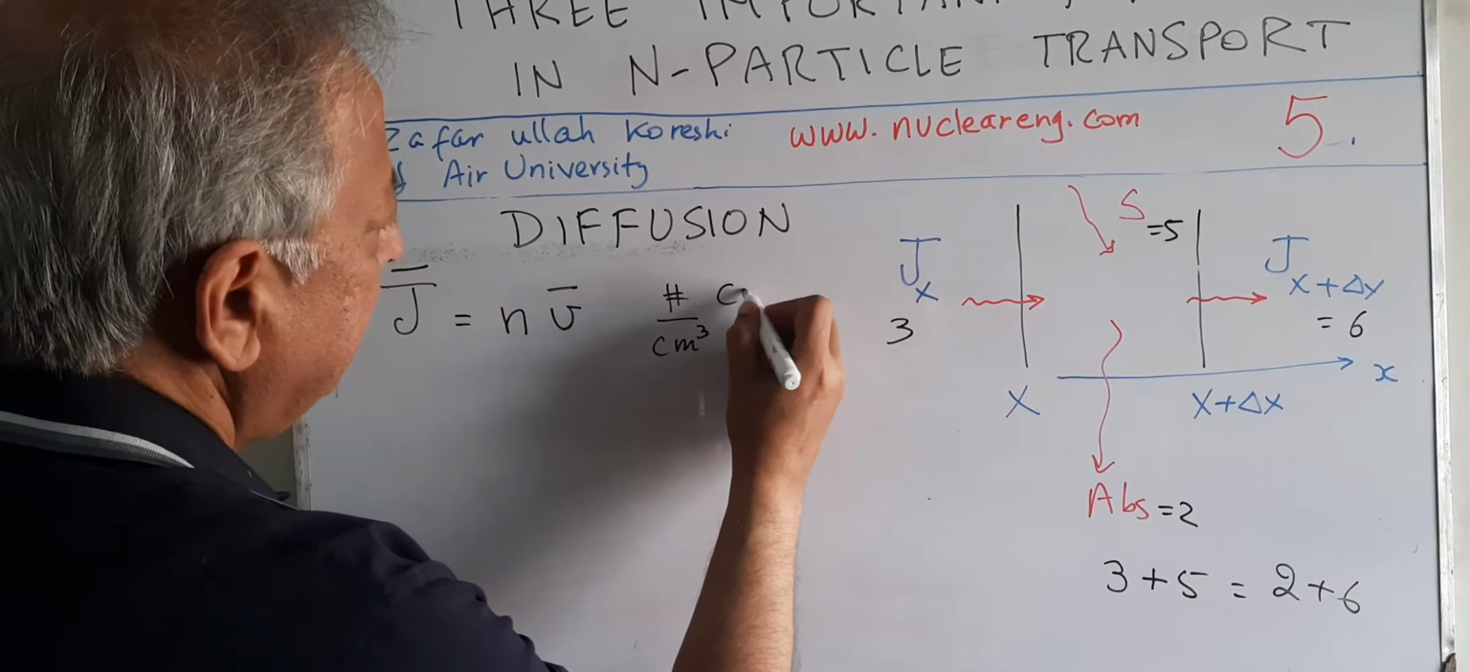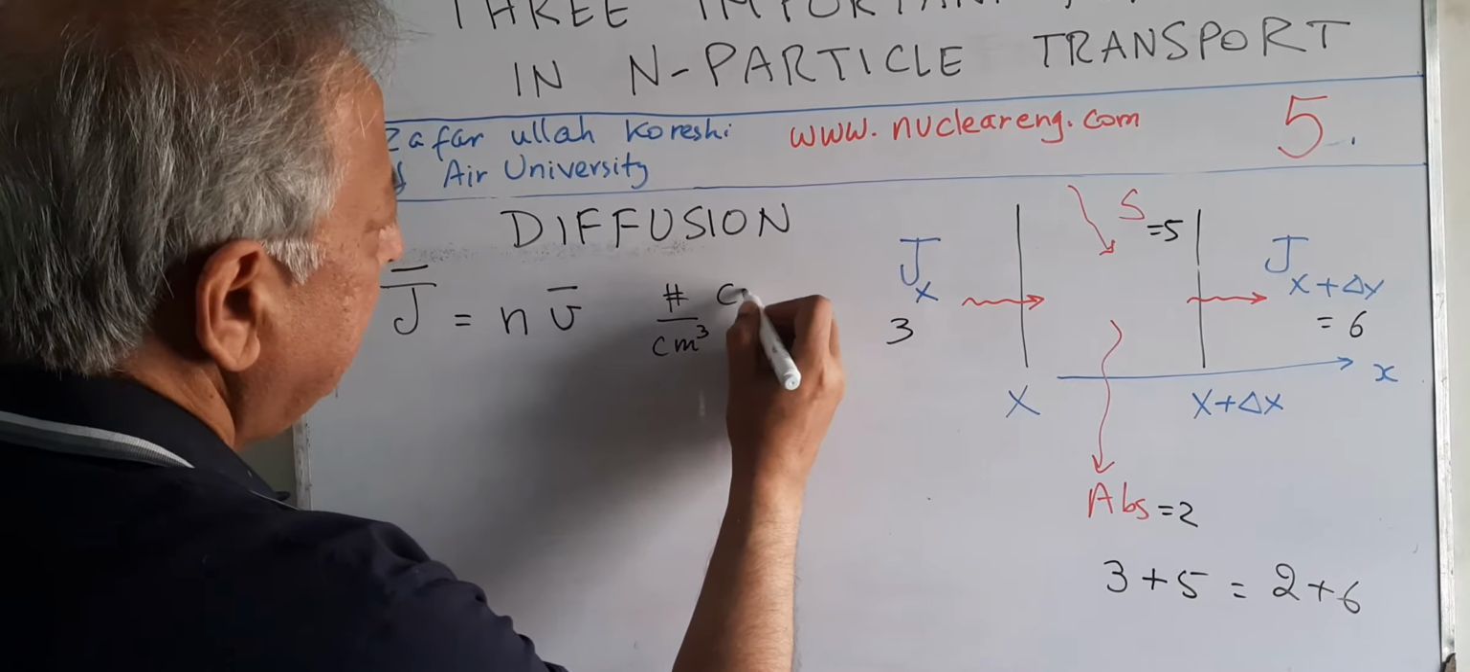So the balance equation is Jx A perp plus S delta V. How many are going out? Jx plus delta x, same A perp, minus the number of absorptions. Now I write the number of absorptions as the macroscopic absorption cross-section times the flux. The flux has the same units, neutrons per centimeter square per second, multiplied by the volume. So this becomes the balance equation.